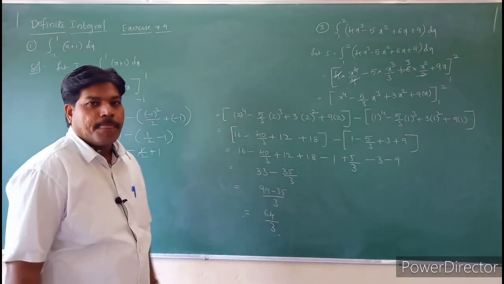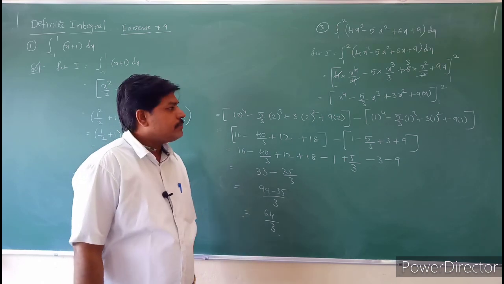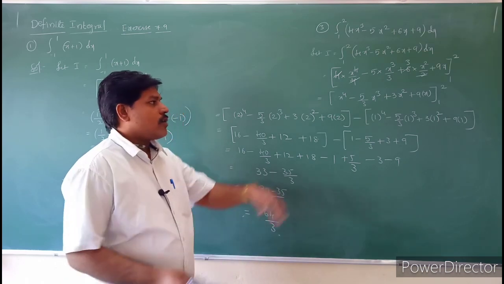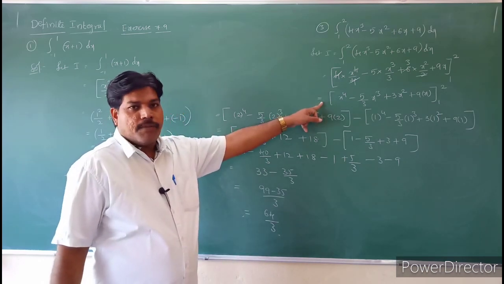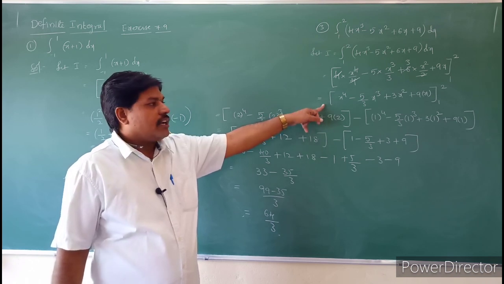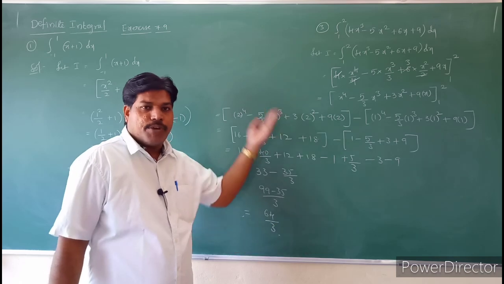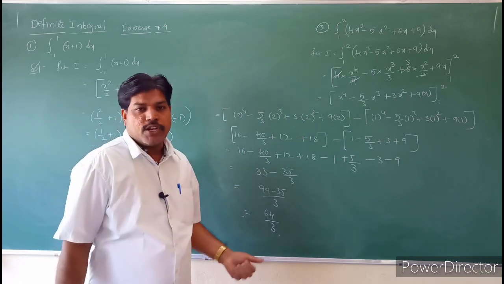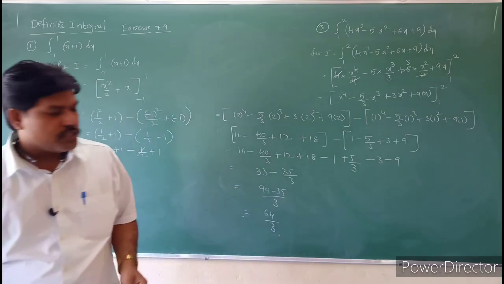64 by 3. So see that question, students. First we have to apply the integration. Similarly, in the previous one, what we did was the indefinite integration. After the indefinite integration, we apply the upper limit minus lower limit. Then you will get the answer. So see that question, students.